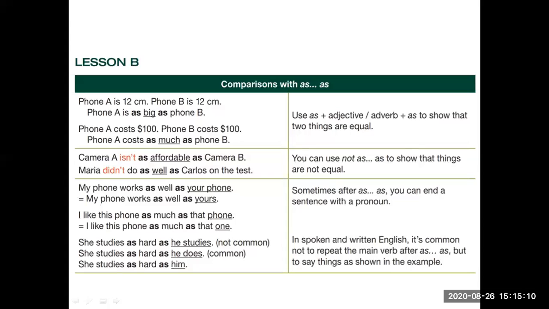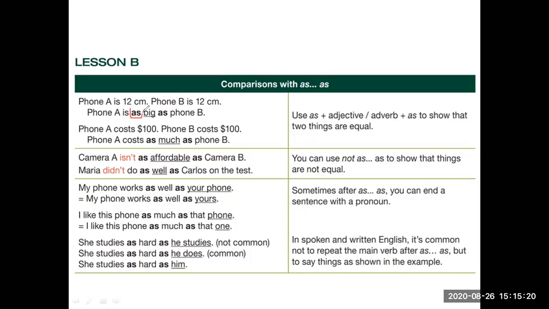Okay, so the only thing that you have to remember is when you are using an adjective, first you have to put as, second the adjective, and then to finish the comparison, as again. If you use the sentence in positive, it is to say that something is equal, but if you use the sentence in negative, it is to say they are different, right? When you use an adjective, like this one, if it's in negative, you are going to use the verb to be plus not.